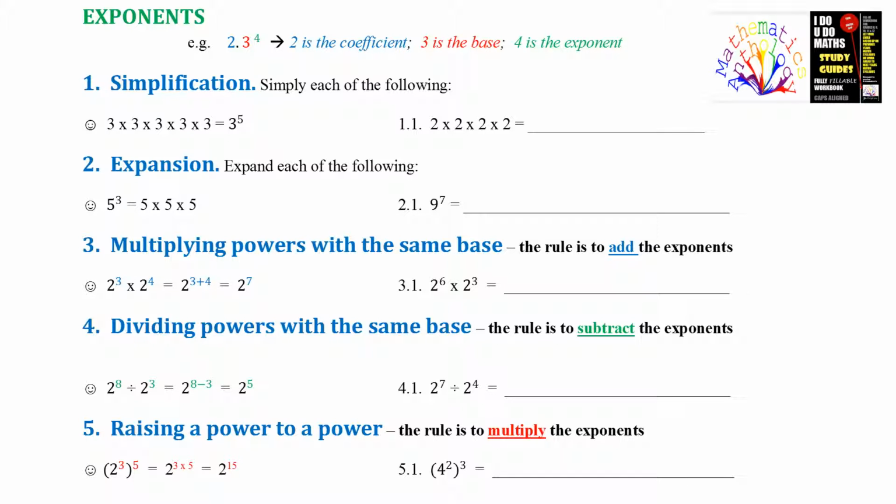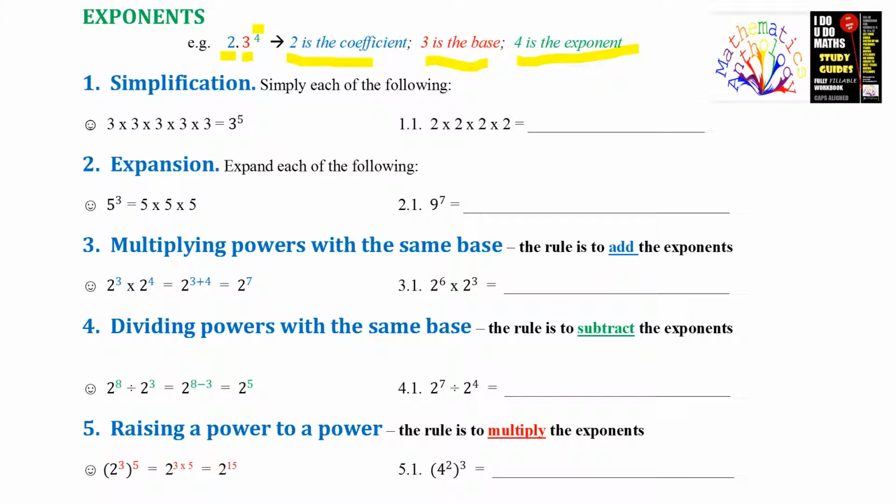We now look at exponents. We are given on the top there an example: 2 times 3 to the power 4. 2 is the coefficient, 3 is known as the base, and 4 is known as your exponent.